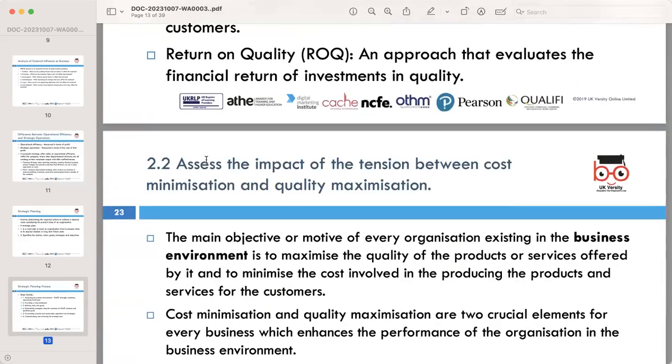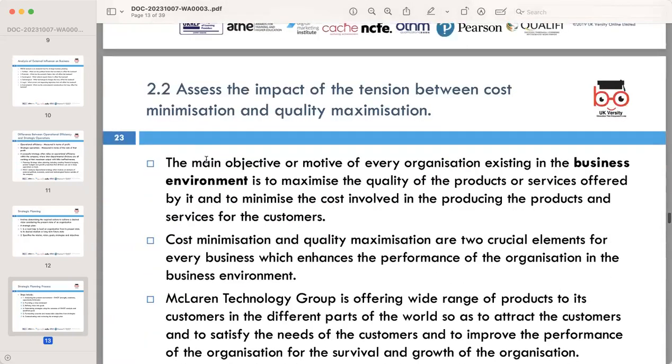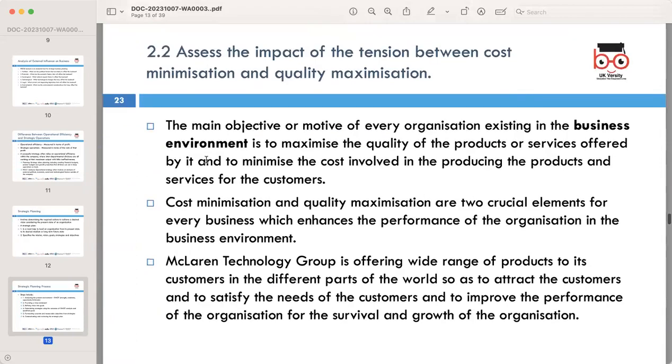So, assess the impact of the tension between cost minimization and quality maximization. A main objective or motive of every organization existing in the business environment is to maximize the quality of the products or services offered by it and to minimize the cost involved in producing the products and services for the customers. Cost minimization and quality maximization are two crucial elements for every business which enhance the performance of the organization in the business environment.